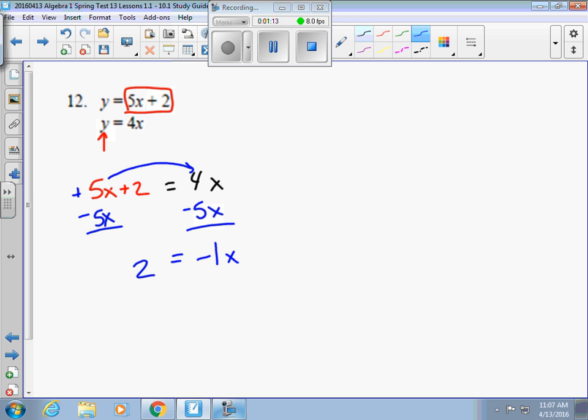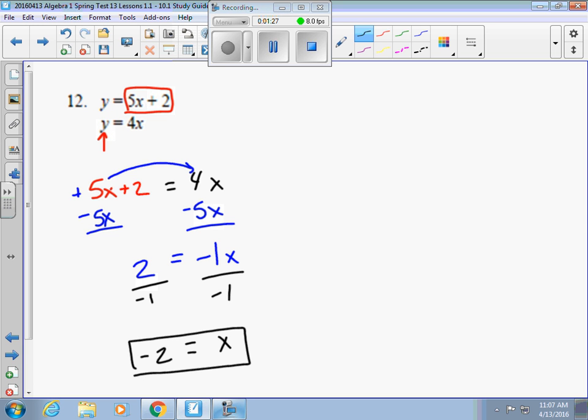In order to get x by itself, you divide to cancel out multiplication, and you divide by negative 1 to keep x by itself. If you divide the right by negative 1, do the same to the left. 2 divided by negative 1 is negative 2. That's x's value. It's negative 2. Remember, a solution to a system is not just one value, negative 2. It's an ordered pair, x comma y.